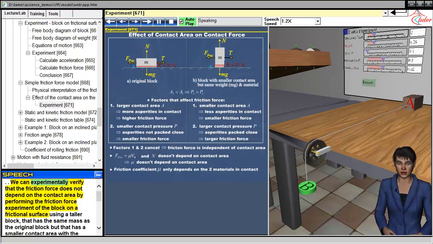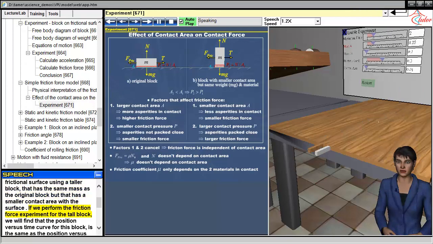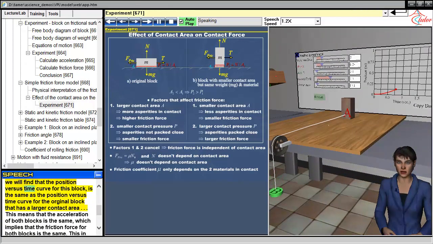We can experimentally verify that the friction force does not depend on the contact area by performing the friction force experiment of the block on a frictional surface. Using a taller block, that has the same mass as the original block but that has a smaller contact area with the surface. If we perform the friction force experiment for the tall block, we will find that the position versus time curve for this block is the same as the position versus time curve for the original block that has a larger contact area.